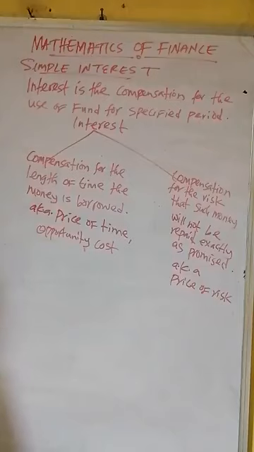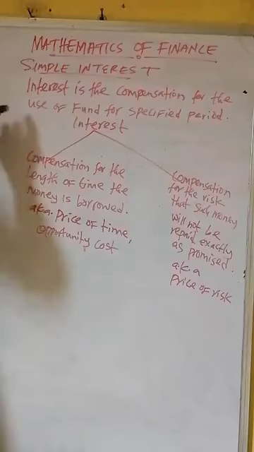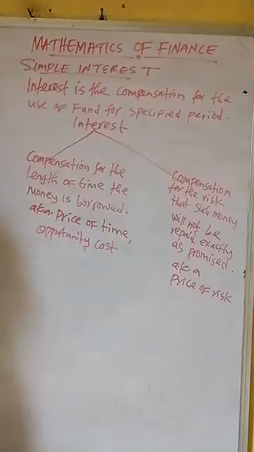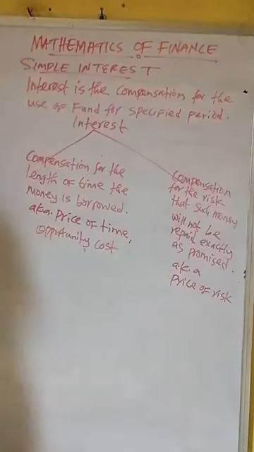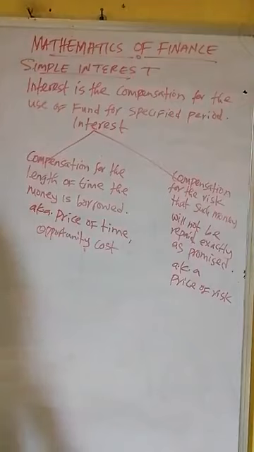Simple interest. As we know, what is interest in the first place? Interest is a compensation for the use of funds for a specific period. For example, you approach a particular bank for funds. Definitely, they are going to charge you interest for the funds you have borrowed. You go there to borrow from the bank, or from any other financial institution.